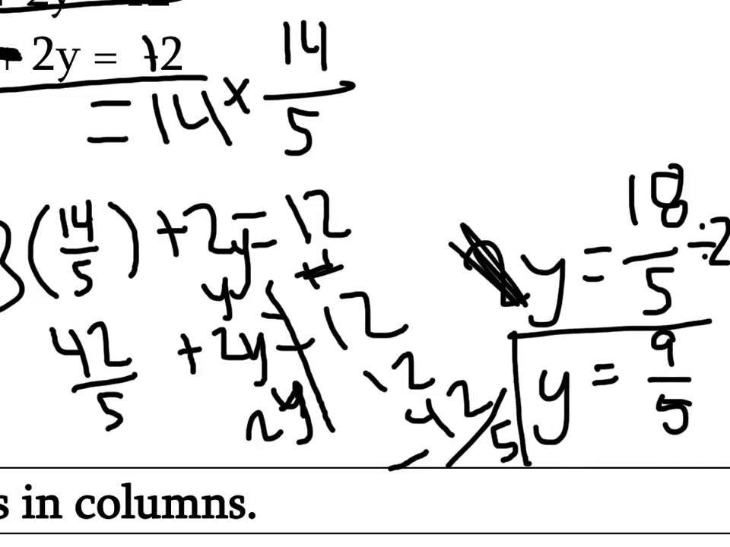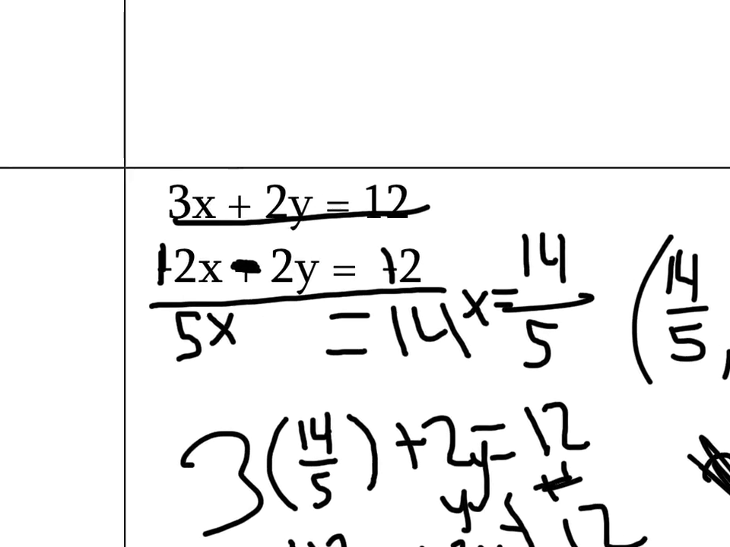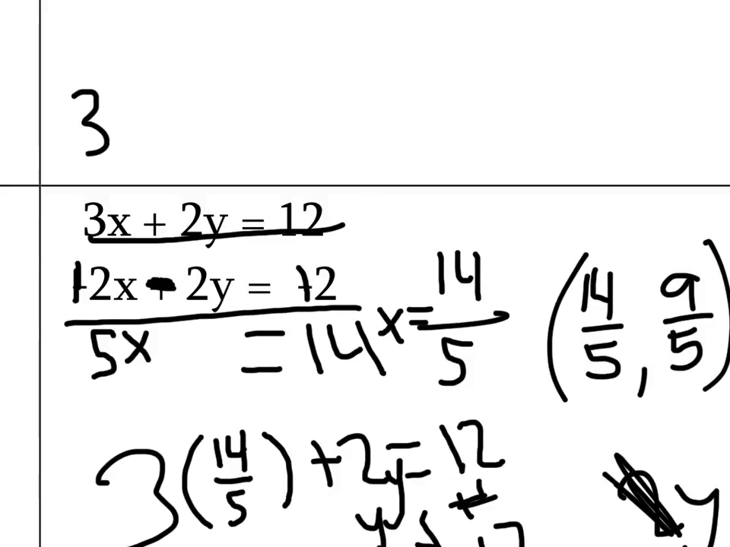But what about x? Well, x you already figured out was 14 fifths. So it looks like the solution would be 14 fifths and 9 fifths. Well, let's check that. You used that other one. Let's check. So 3 times 14 fifths.